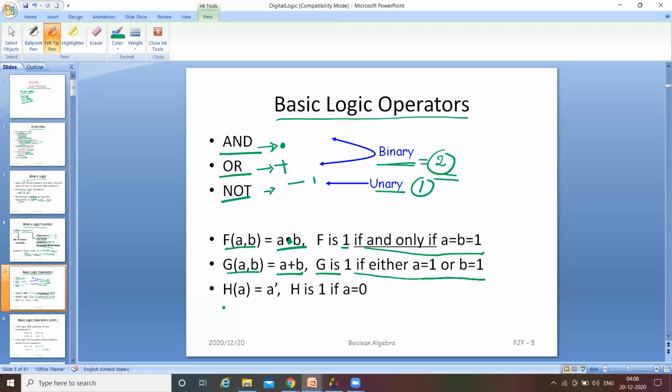And another function, h of a, is a unary operator. Only one variable is there, observe here, and the remaining two functions have two variables, so binary operators are required. And this a prime, h, is a logical function; h is equal to 1 if a is 0. So this is a complementary function, the NOT operation. If it is 0 it becomes 1, and 1 becomes 0, in this case.